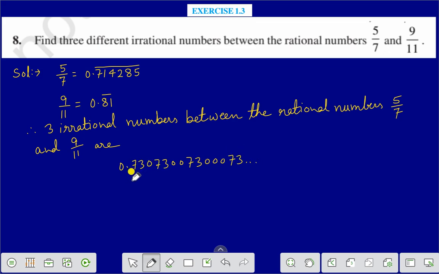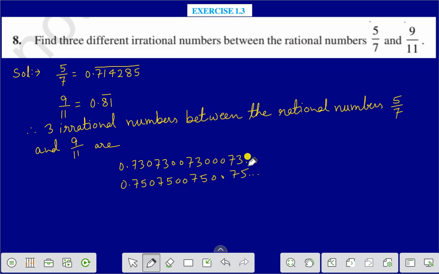If we take another number like 0.7510, 7520, 7530, 75, extending, and these are also irrational numbers.